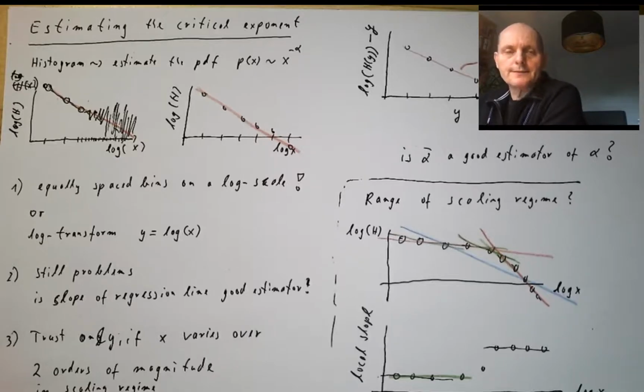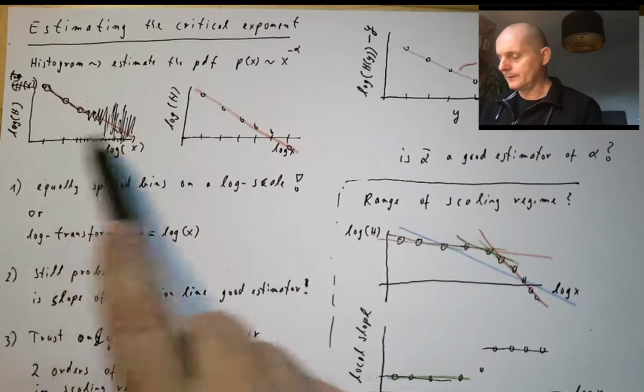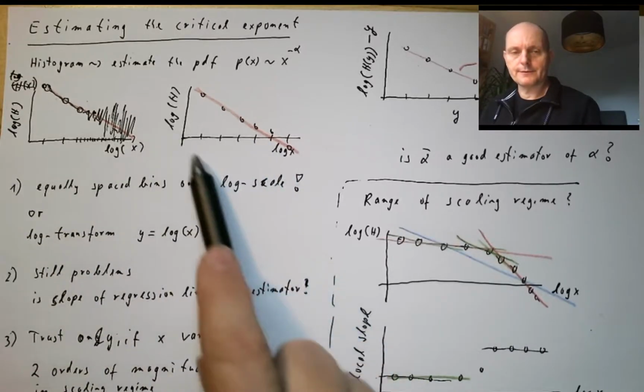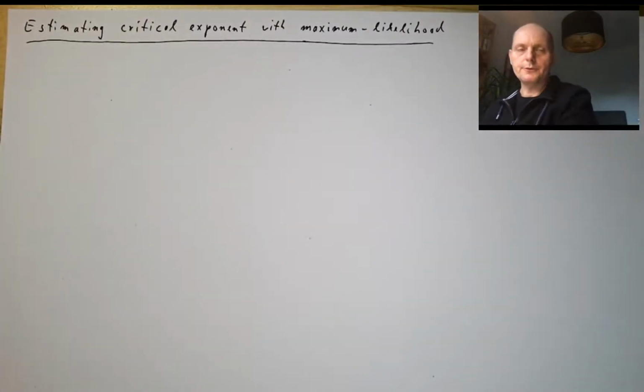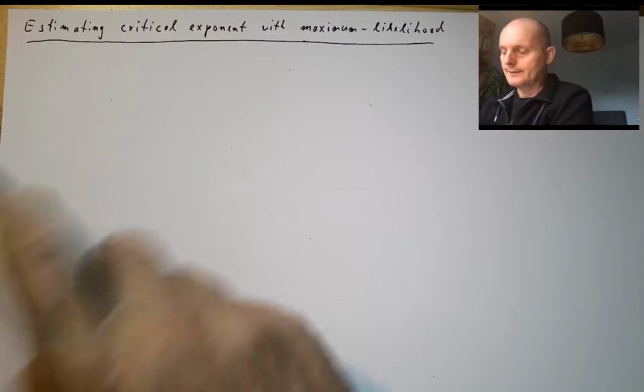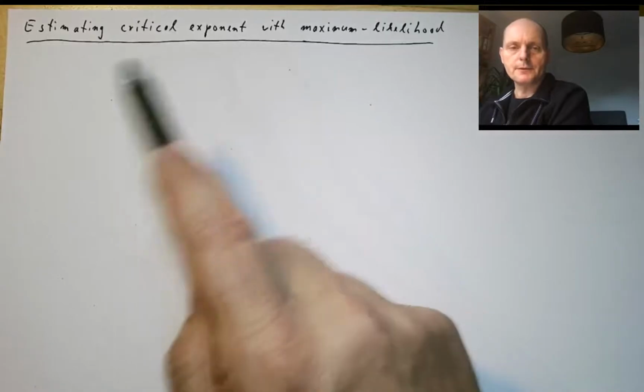So we were discussing how to estimate the critical exponents if we have a long tail or power law distribution, and we discussed this with graphical method, with histograms and all the tricks and pitfalls that can happen if you make these histograms of long tail distributions. And in this video I want to show you another way how you can estimate the critical exponent just by calculation with a maximum likelihood method.